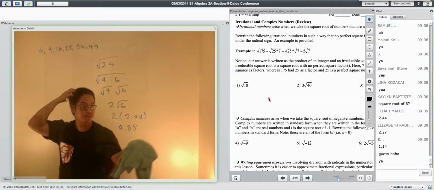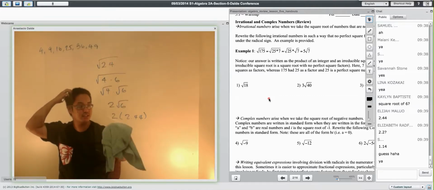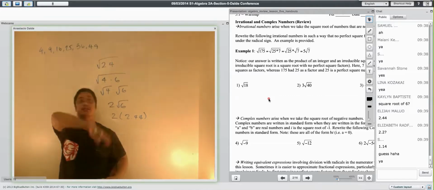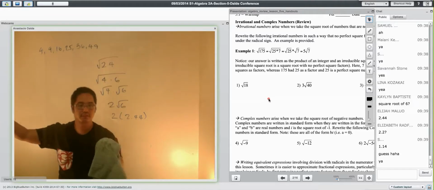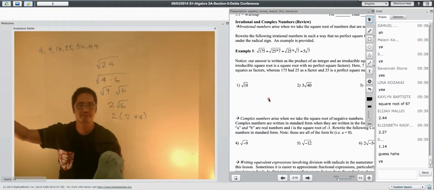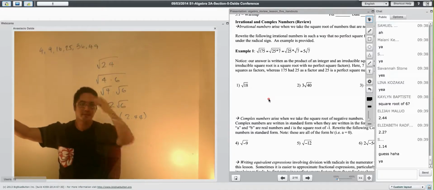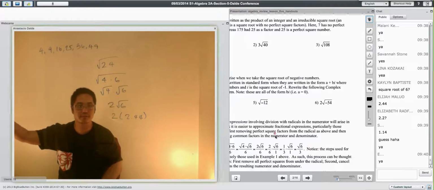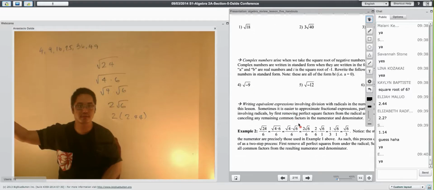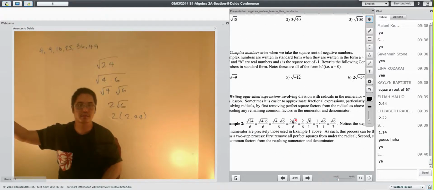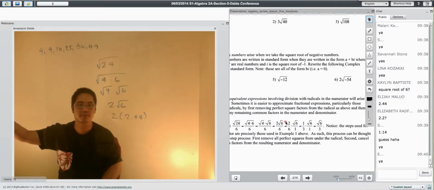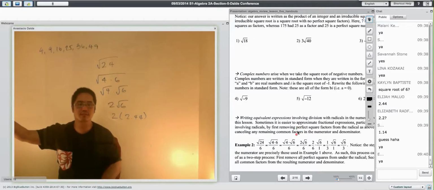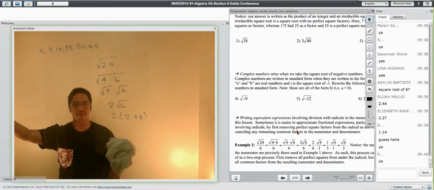Alright, so I'm going to erase this. Actually, I'm going to erase all of this. We cool? Alright. Oh, I see. Now they want to teach you guys complex numbers. Got it. Alright.